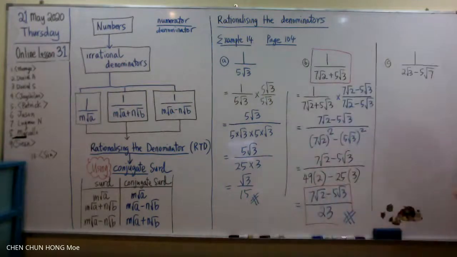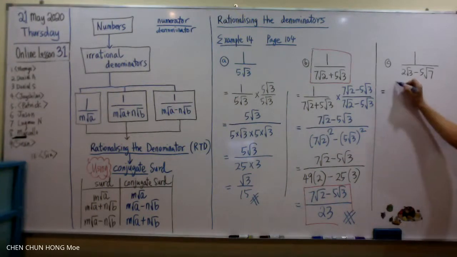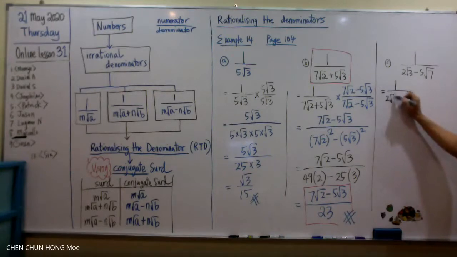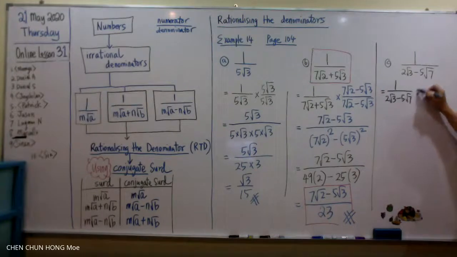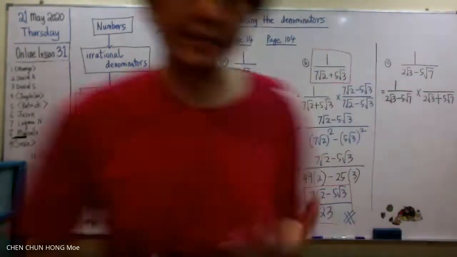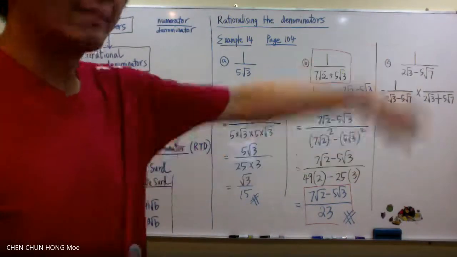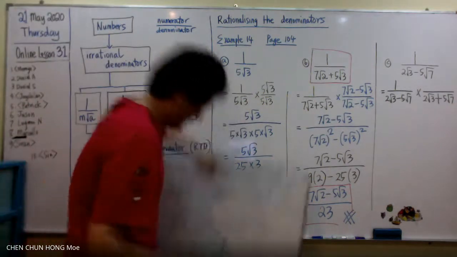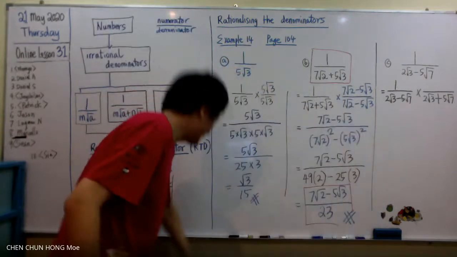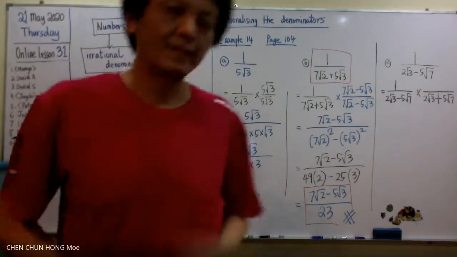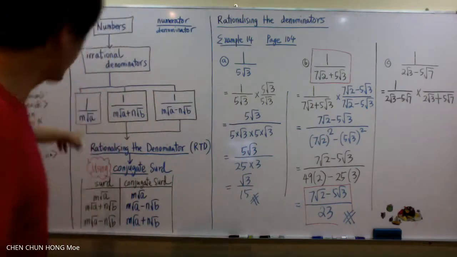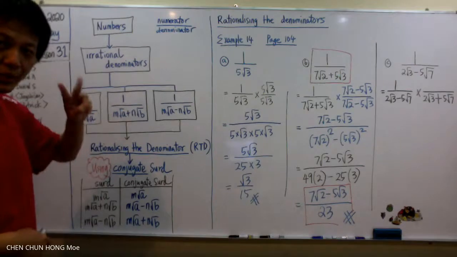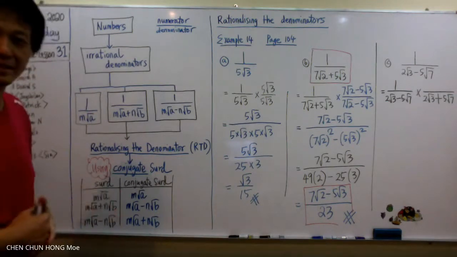So the third one: 1 over 2√3 minus 5√7. So multiply by the conjugate of this, 2√3 plus 5√7. The idea is that the conjugate means, if it's A plus B, you put A minus B. If it's A minus B, you put A plus B, so that you can use the same idea, and because of the square, you can get rid of the square root. So imagine if the irrational denominator is of an order other than order 2, it's not this straightforward anymore.